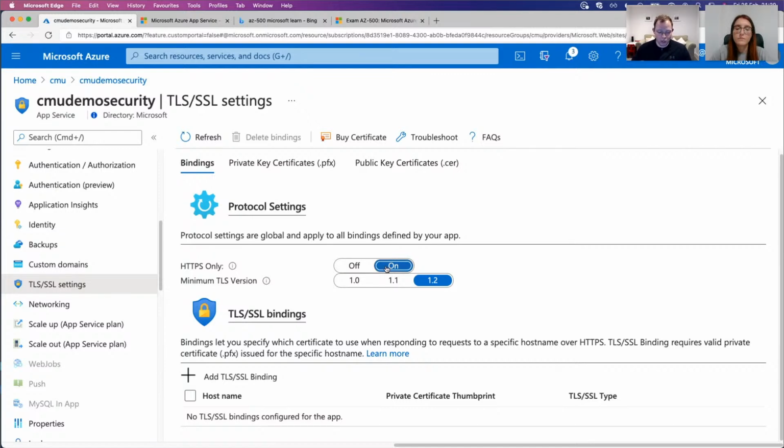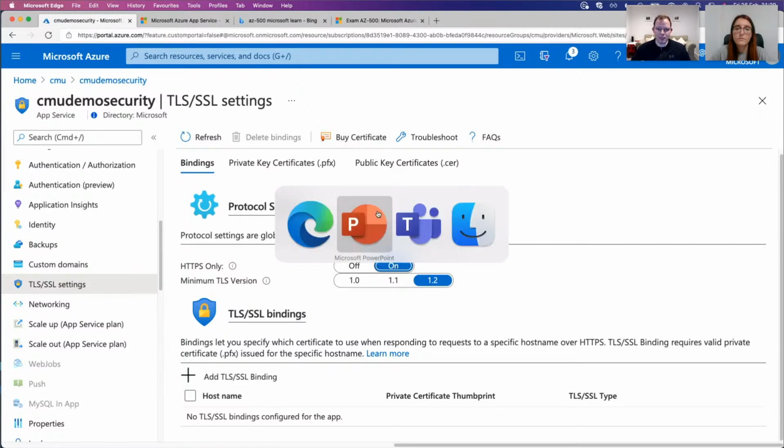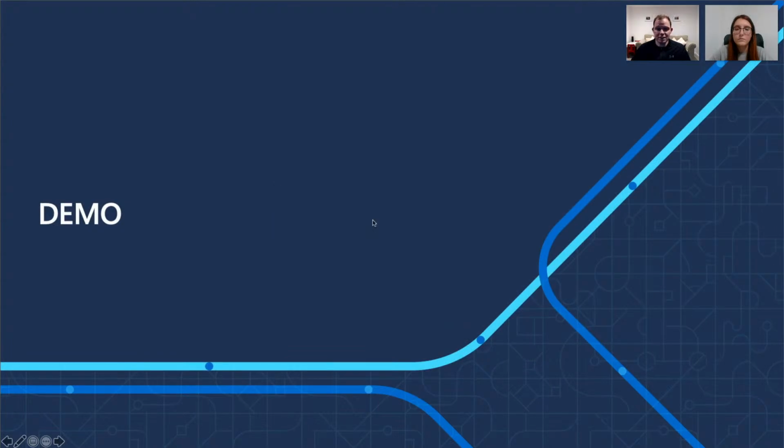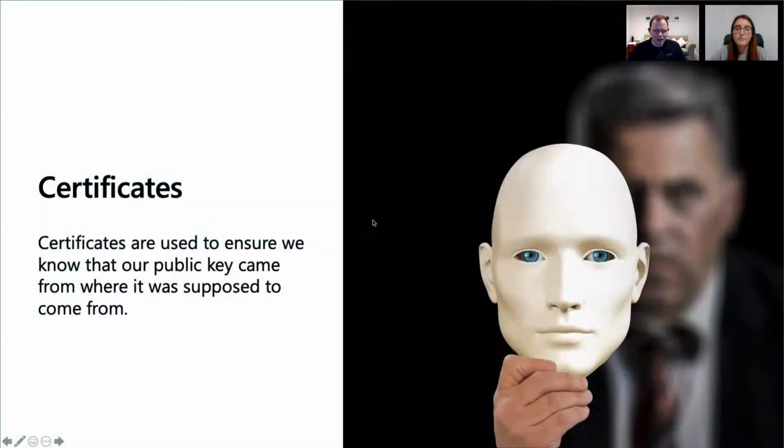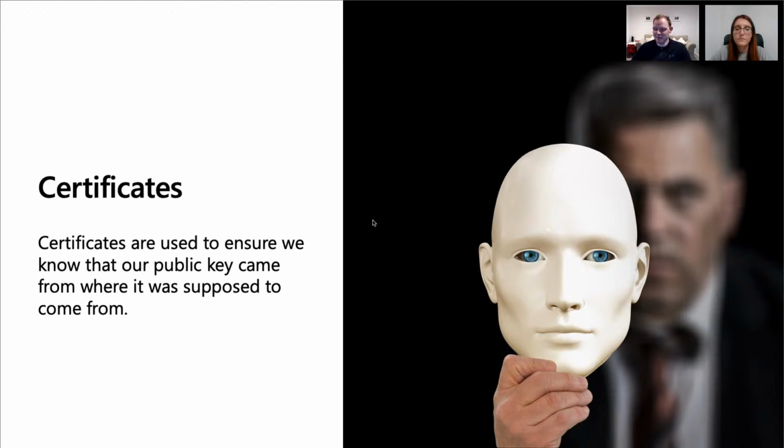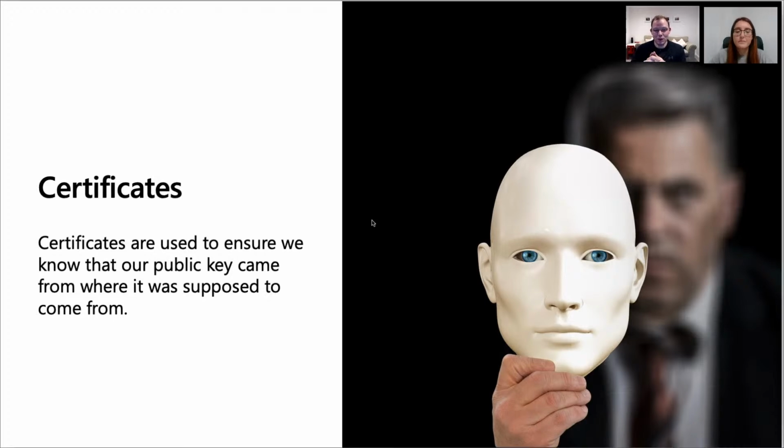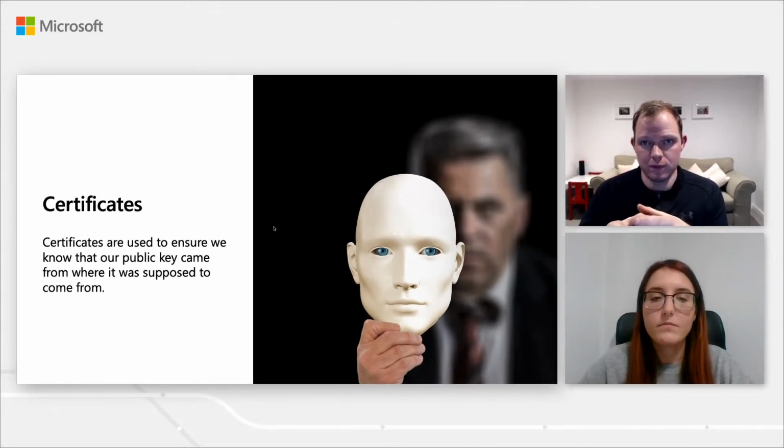What we can also do here, we won't go through it in this particular session, but you can read about it if you want, is use certificates. What certificates do is they stop people masquerading as somebody else. Very proud of the masquerade graphic that I found for the slide here, that hopefully reflects that. The certificates are used to ensure that we know that it came from who it's supposed to come from.